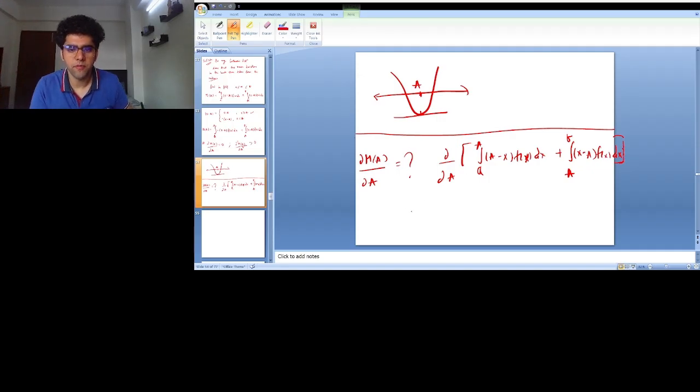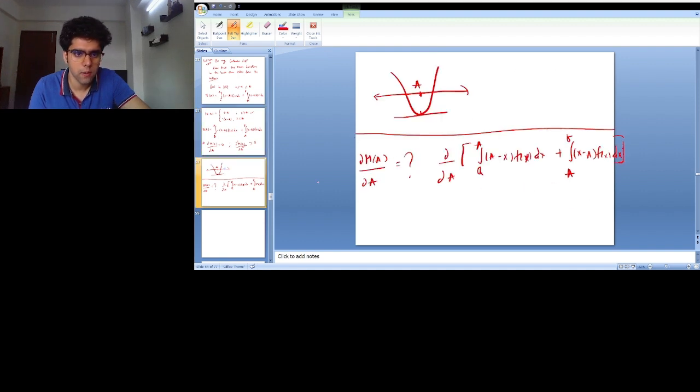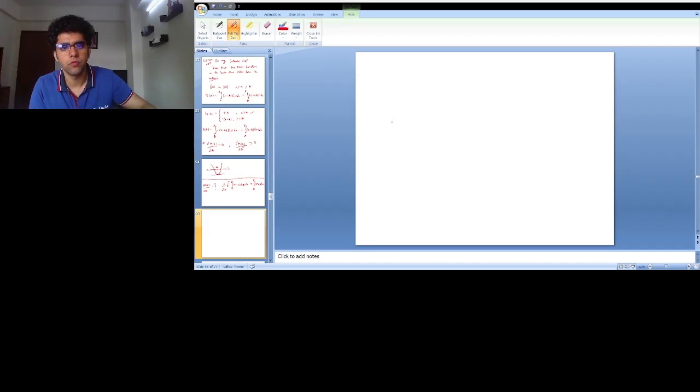So this was my function, or I can just show you, right? I just multiplied the negative sign inside, so I got minus x f(x) dx from small a to capital A, and from capital A to b I have x minus a f(x) dx, right? I just wrote this in the bracket. So now let's move to the next slide.